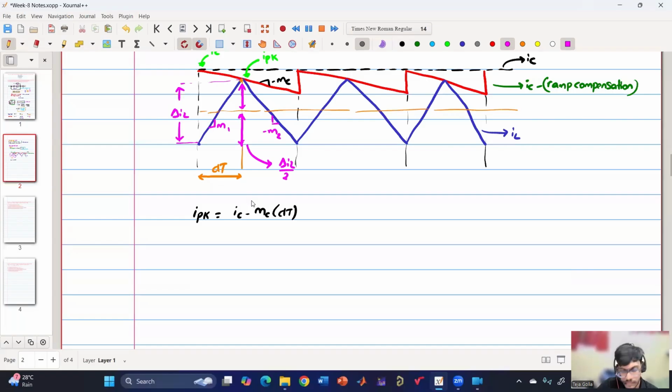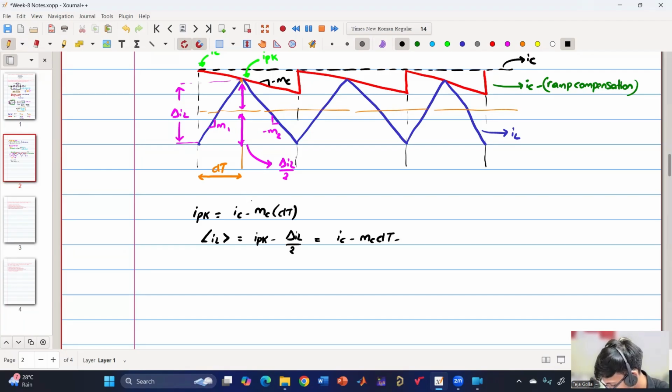So now if I calculate the average, my average IL is nothing but I peak minus delta IL by 2, which is IC minus MC into dt minus delta IL by 2. So is this clear?